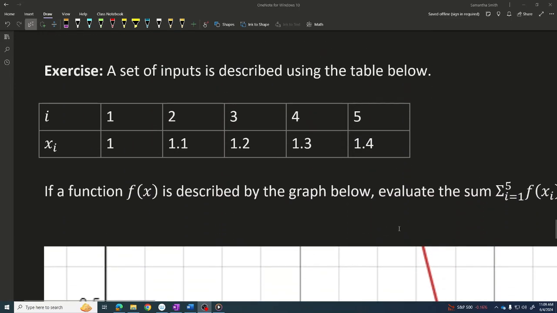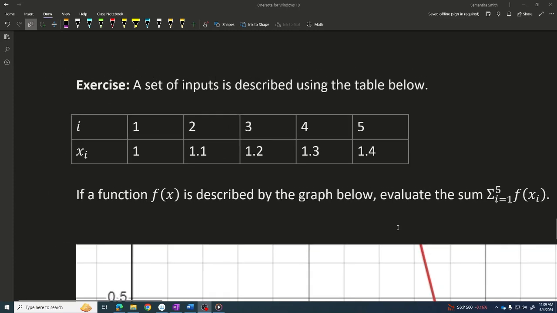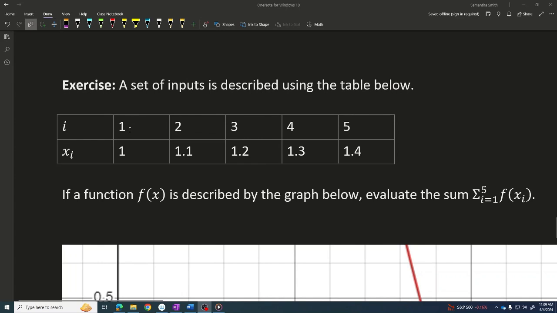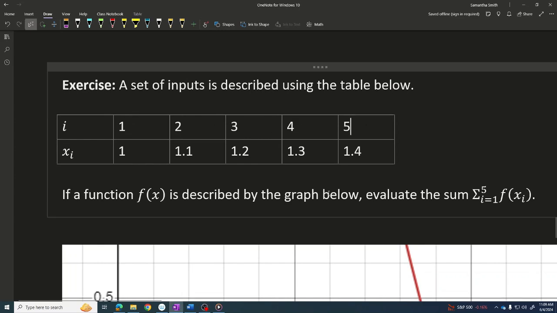So once again, here we have a set of inputs being described by a table. Here our index is running from 1, 2, 3, 4 to 5, and our x values have changed a little bit. Now the first x is 1, the second x is 1.1, the third x is 1.2, and so on.